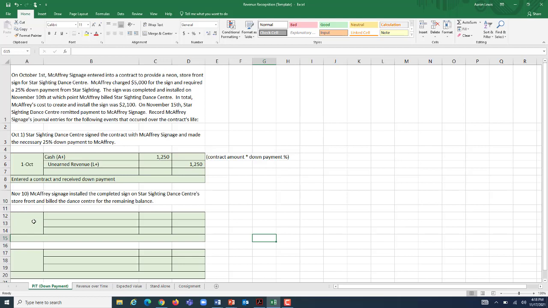When we recognize revenues, it's going to require two different entries. One to recognize that sales revenue, and one to recognize McCaffrey's expense for the cost they paid to construct the sign. So on November 10th, the first thing we have to account for is the fact that McCaffrey is no longer obligated to Star Sighting. They don't owe them anything because they've done all of the performance obligations of the contract. So we need to take that unearned revenue off the books.